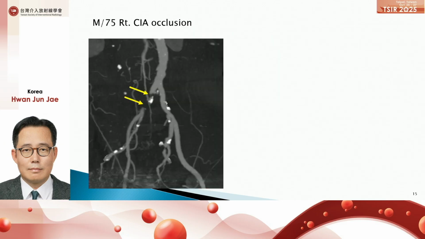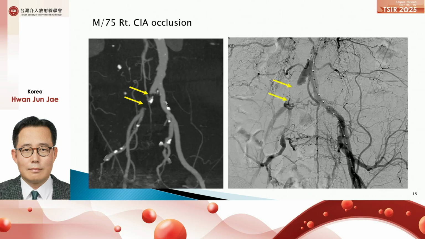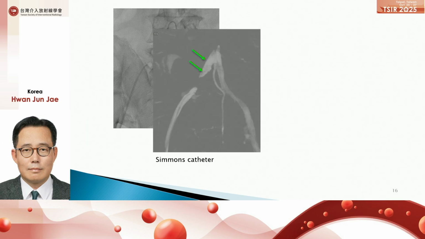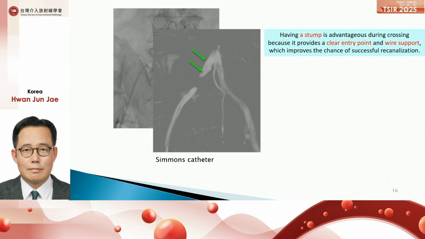Here we have a right common iliac arterial occlusion. Similar finding on angiogram. We punctured both common femoral arteries. Here we can see some stump here. A stump is very advantageous during crossing because it can provide a clear entry point and it gives better wire support. So it's good to have a stump.